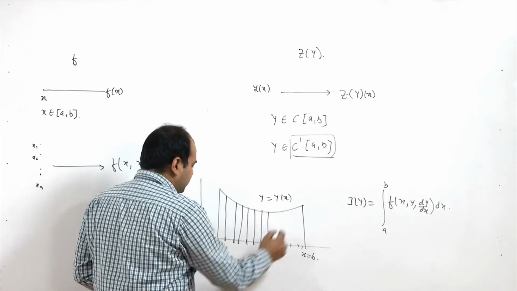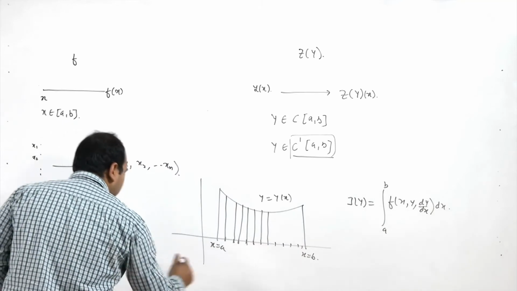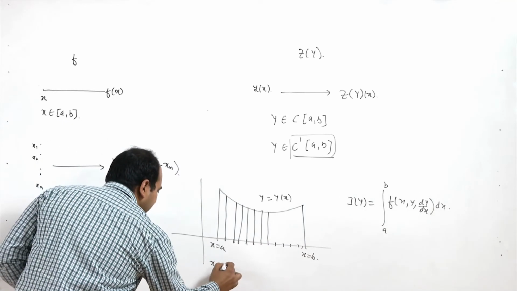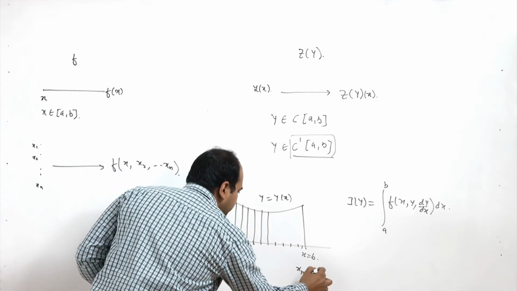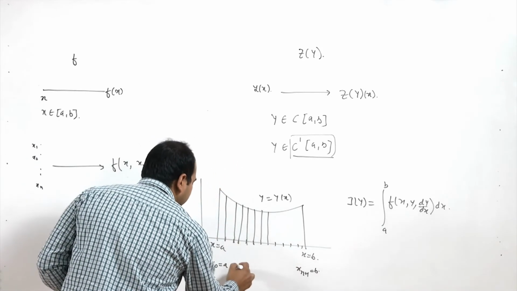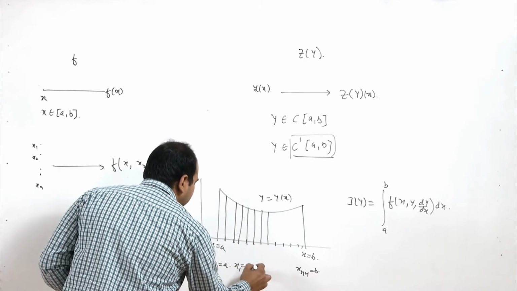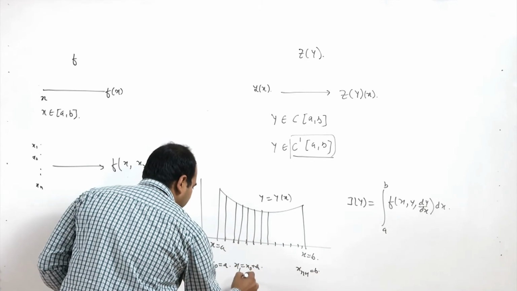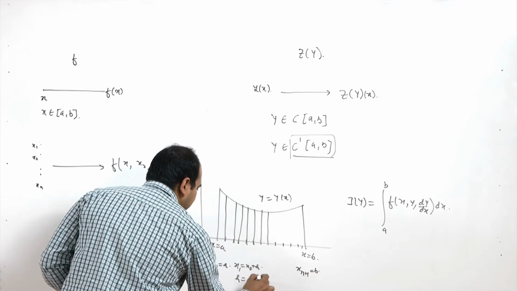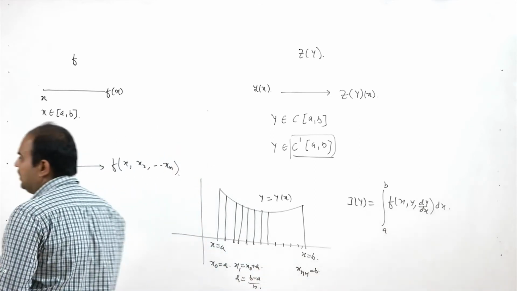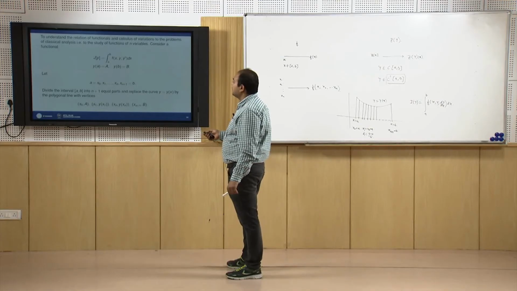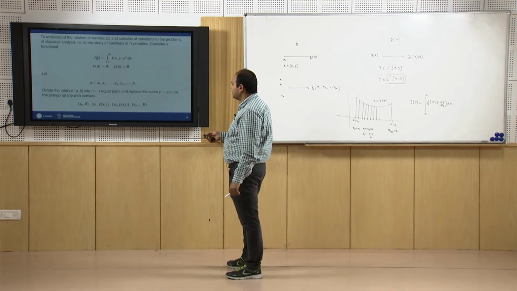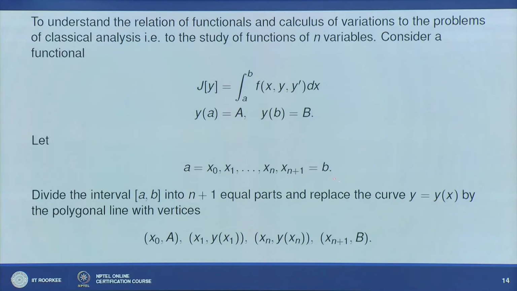And so on. So, here we can say that your x naught is given as a and x n plus 1 is given as b, and the rest, x1, which is x naught plus h, where h is b minus a divided by n. So, here we can define the points x naught, x1, up to x n plus 1, where x naught is a and x n plus 1 is equal to b.